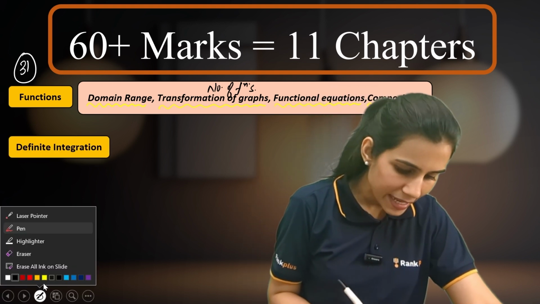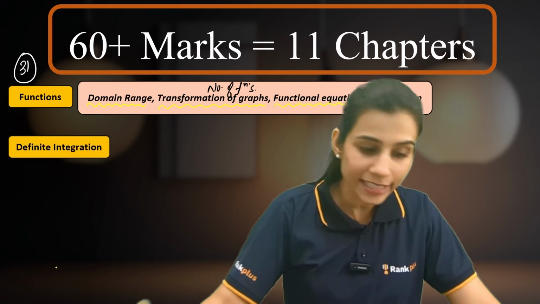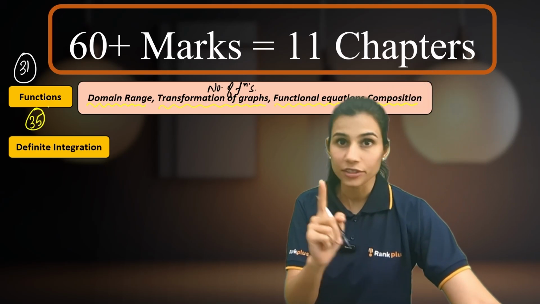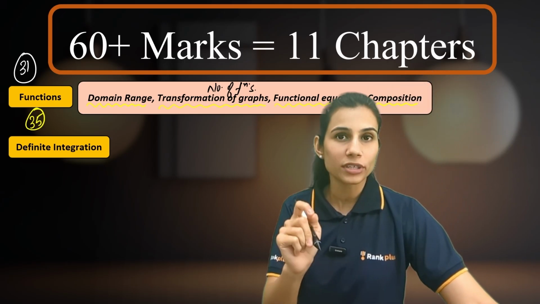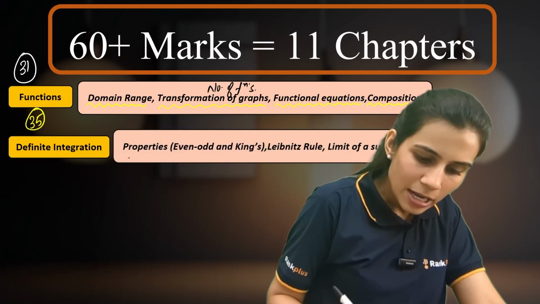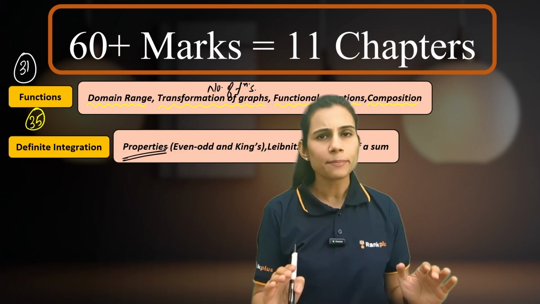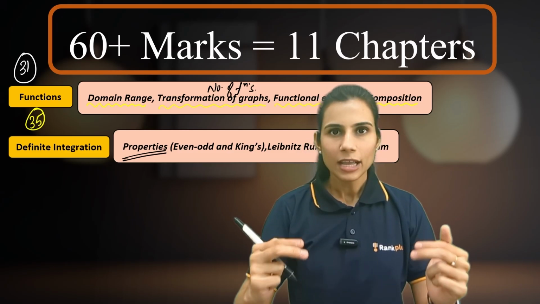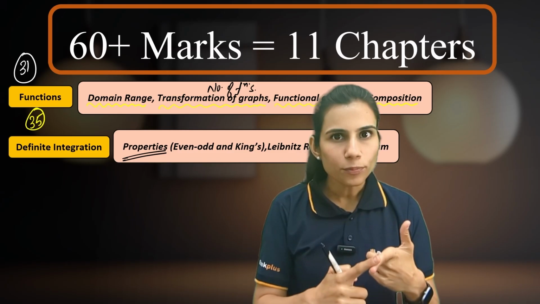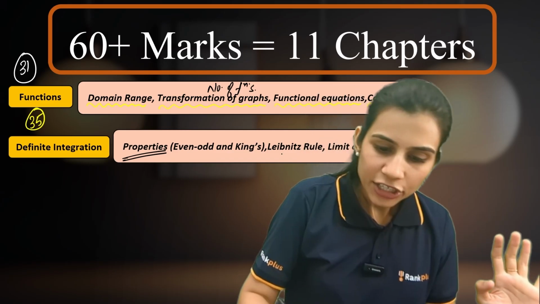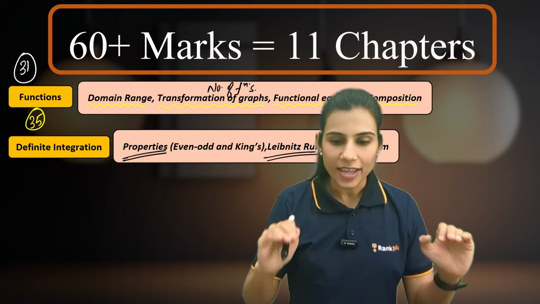Next up is, guys, definite integration. Definite integration holds the weightage of around 35 questions in just 1 year. Not a joke, extremely important, guys, extremely important. From within this chapter, you have what? Properties. All the properties are important. You should be having an idea of all the properties, but majorly, if I have to say, even odd property, obviously the King's property. Very, very, very important. Newton-Leibniz rule, without a doubt, very important.